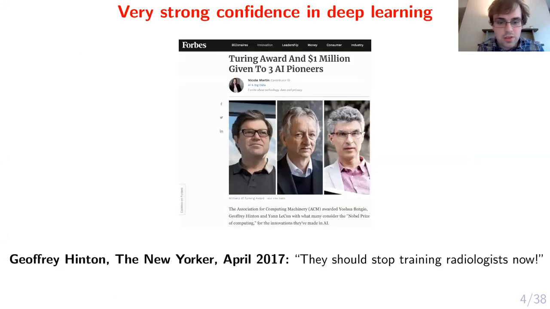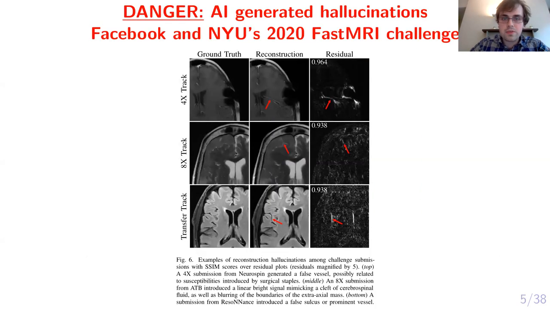But I want to draw attention to some bold claims and optimism surrounding machine learning, particularly in medical imaging. So these are three of the big players who won the Turing Award. So LeCun, Bengio, and Hinton. And Hinton in 2017 said that they should stop training radiologists now. Okay, so there's a huge optimism surrounding what AI has to offer in these types of applications. But at the same time, this isn't the end of the story. You also have to be careful, because there's also increasing awareness of something called AI-generated hallucinations.